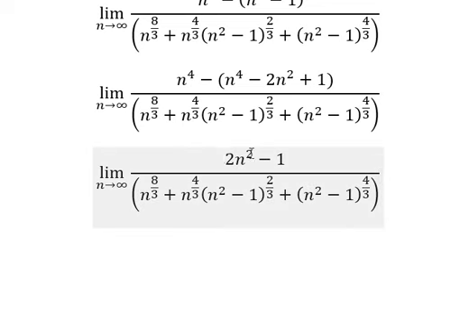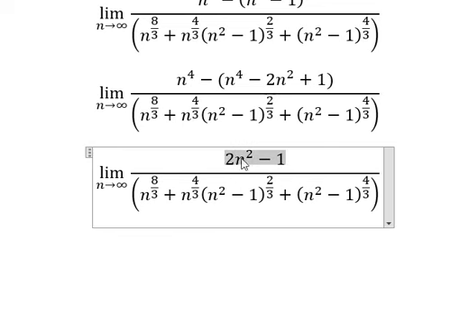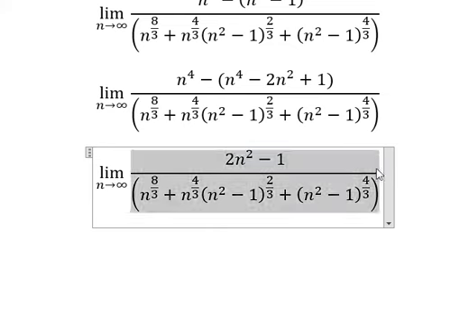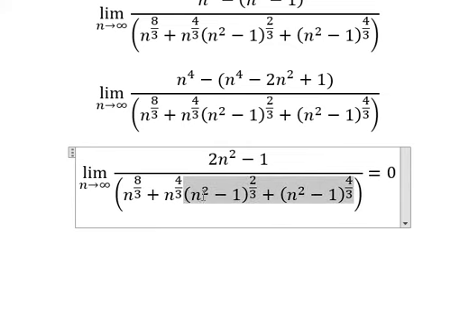So we know that the highest power is about n squared. The highest power in here, that is about n to the power of 8 over 3. So 8 over 3 is greater than number 2. So when n approaches positive infinity, this one you got about 0, because this one is bigger than this one.